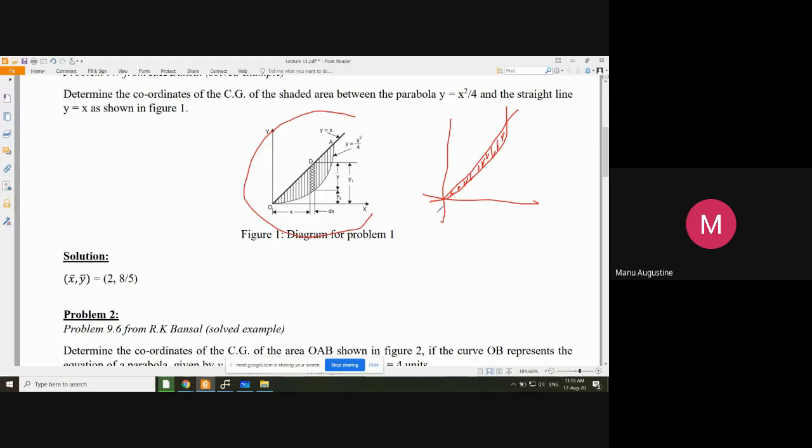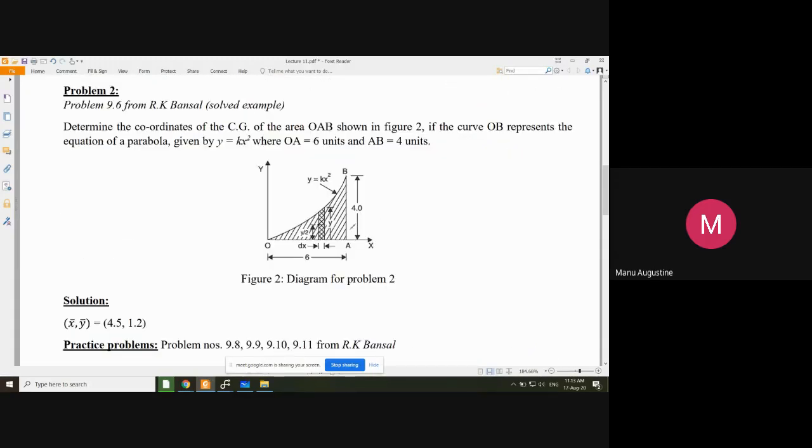So if such questions arise, and again look at another example. Now in this case, the origin is given, a parabola is taken, and they have drawn a vertical line at a distance of 6 units. So they have enclosed the parabola from here, and they are asking you to find the centroid of this area.